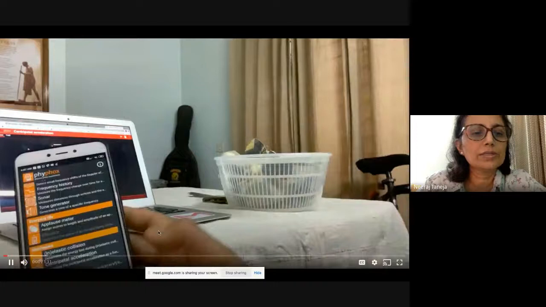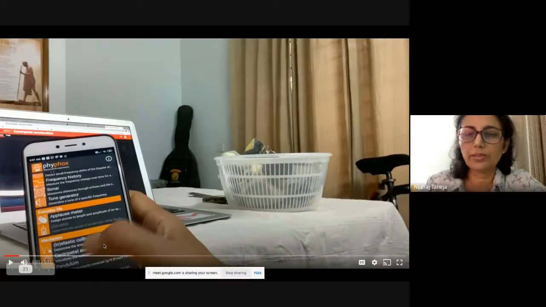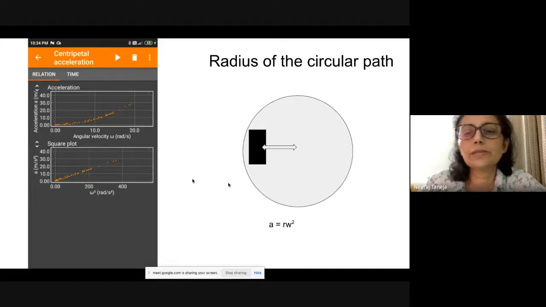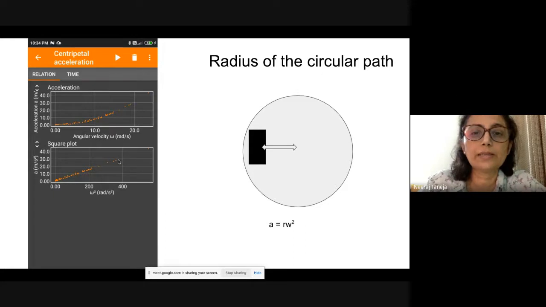Yeah. So the data that I got was, I'll show you the data. This was the data that was collected. This is a screenshot of my phone when I did that experiment. So this one is the acceleration versus angular velocity graph. This is the relation between acceleration and angular velocity. So this is the curve that we are getting. And then there is acceleration versus omega square. And this is a straight line that I'm getting.